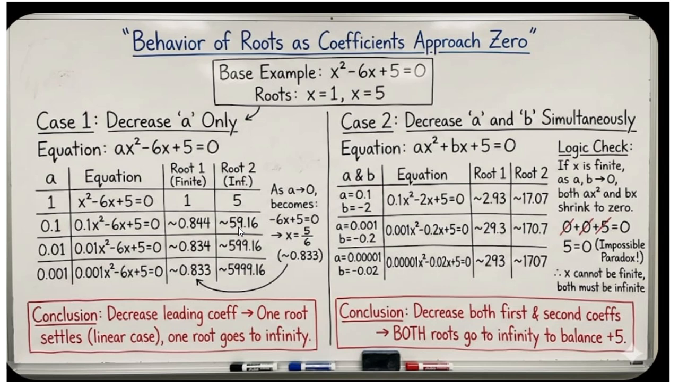Here, one of the roots is increasing. It means that one of the roots is going to become infinite. See here, decreasing the leading coefficient means one root settles near and one root goes to infinity.